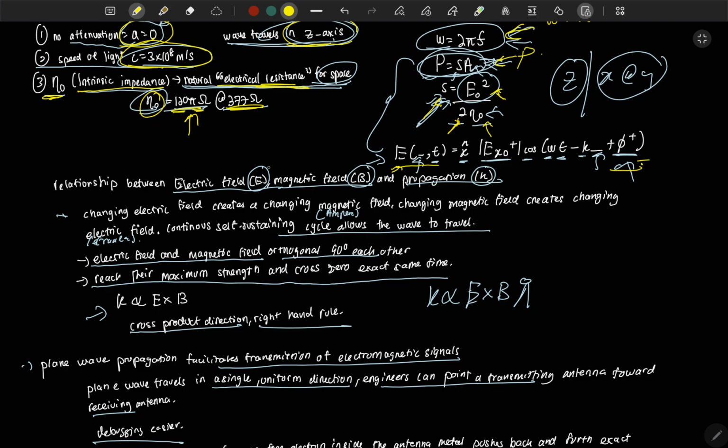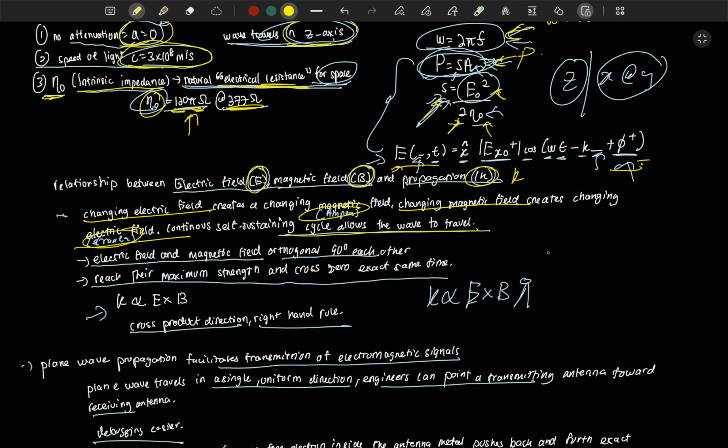So okay, now the relationship between electric field, magnetic field and the propagation, we need to study a bit about this. Electric field we denote as E, magnetic field we denote as B, and propagation we denote as k. Now changing electric field creates changing magnetic field. This is said by Ampere's law. Changing magnetic field creates changing electric field. This is said by Faraday's law. Now, this continuous self-sustaining cycle allows the wave to travel.